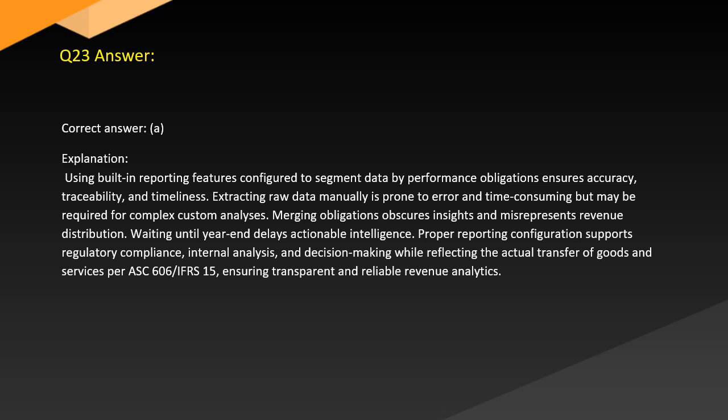Answer. Correct answer, B. Explanation. Using built-in reporting features configured to segment data by performance obligations ensures accuracy, traceability, and timeliness. Extracting raw data manually is prone to error and time-consuming, but may be required for complex custom analyses. Merging obligations obscures insights and misrepresents revenue distribution. Waiting until year-end delays actionable intelligence. Proper reporting configuration supports regulatory compliance, internal analysis, and decision-making while reflecting the actual transfer of goods and services per ASC 606 IFRS 15, ensuring transparent and reliable revenue analytics.